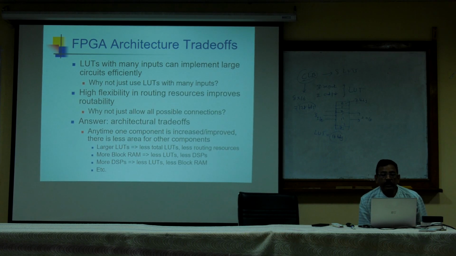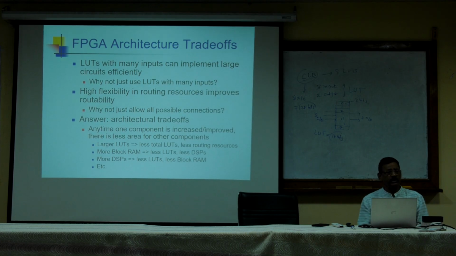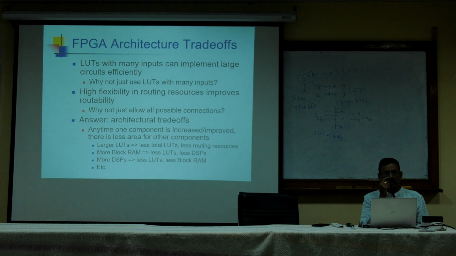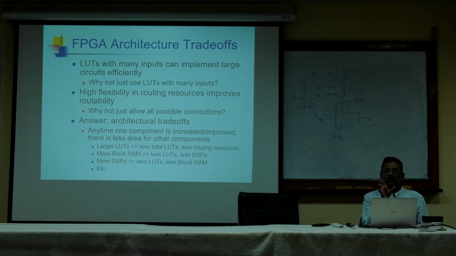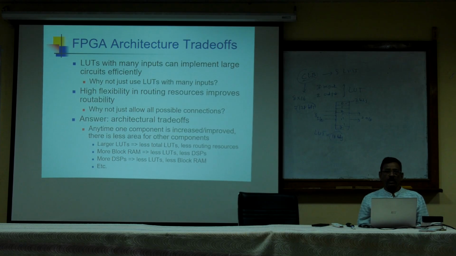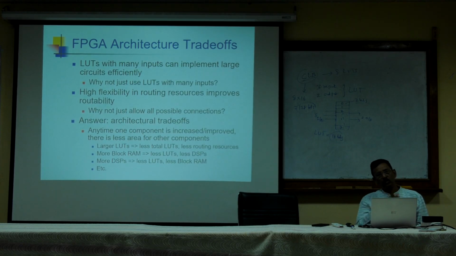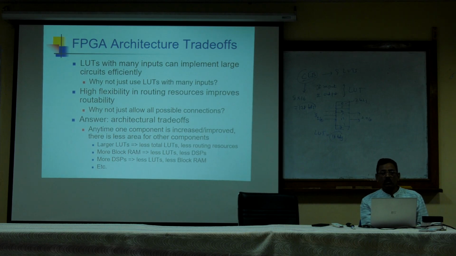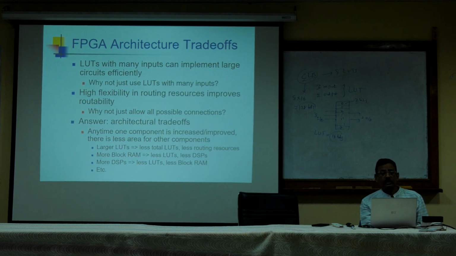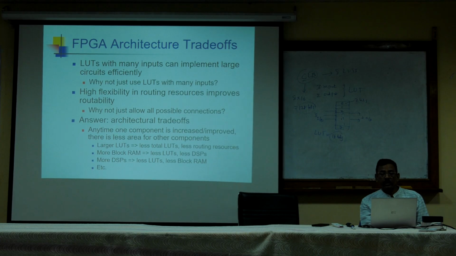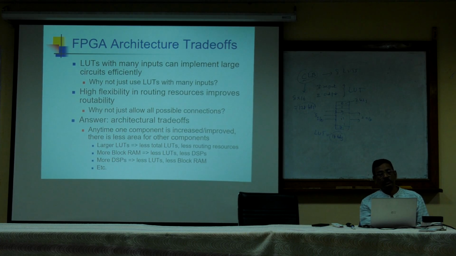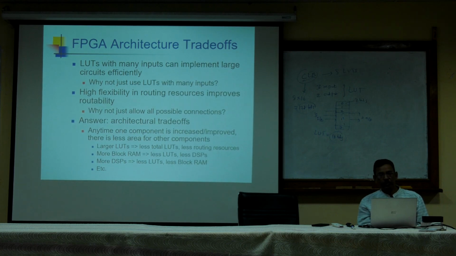High flexibility in routing resources improves routability, that we know. Flexibility we see in switch matrices and connection matrices. More flexible means routability is more, so we can route 100% easily. Why not just allow all possible connections? Answer: architectural trade-offs. Anytime one component is increased or improved, there is less area for other components. You have to maintain the trade-off.